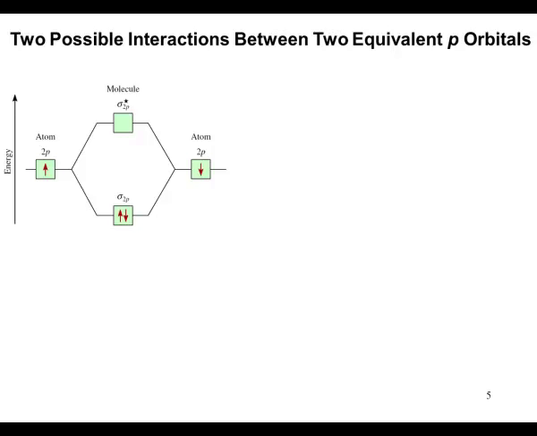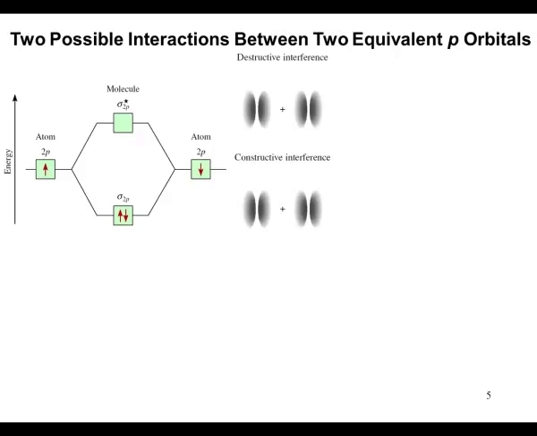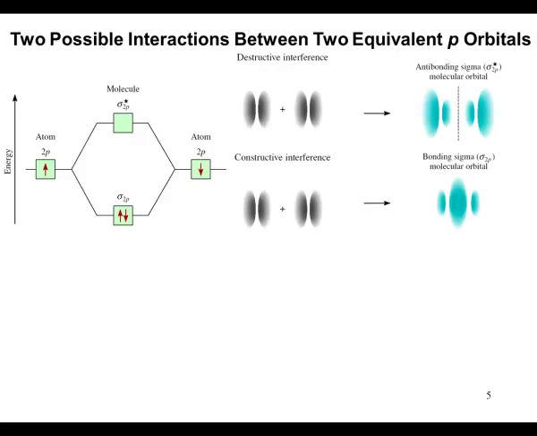There's 2 possible interactions between equivalent p orbitals. There's destructive and constructive interference from 2 p orbitals that meet head to head. This forms the bonding sigma 2p molecular orbital and the antibonding sigma 2p star molecular orbital.